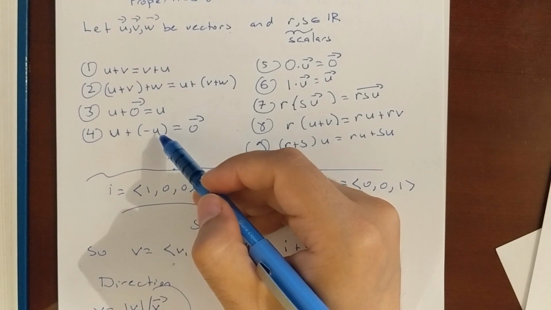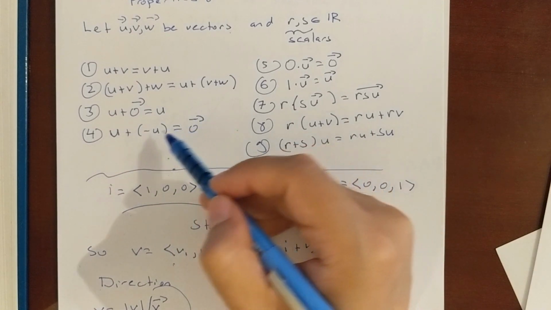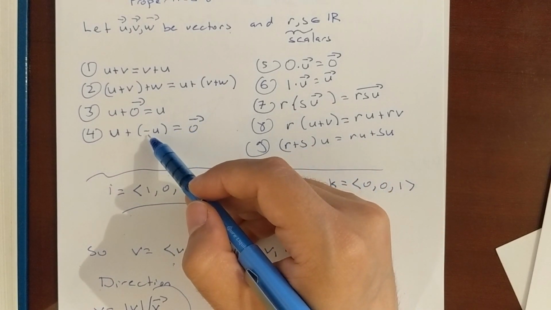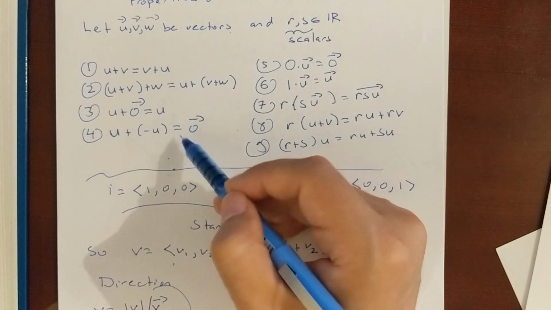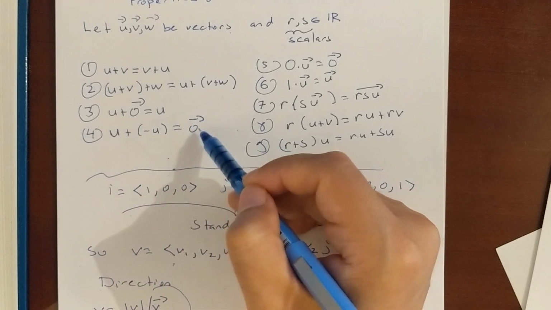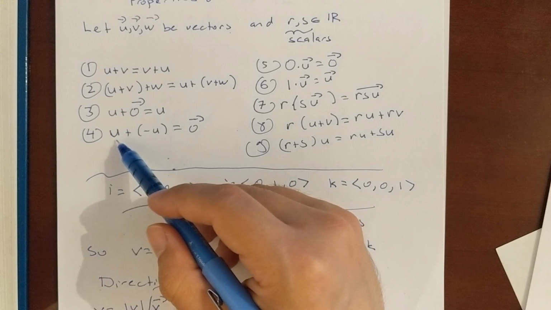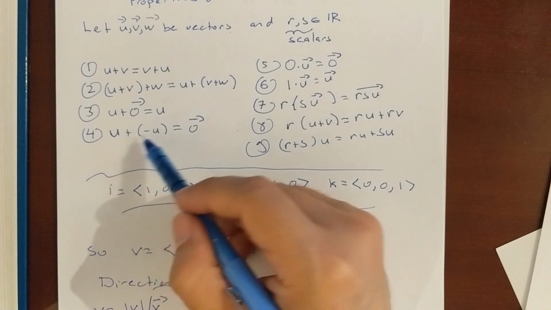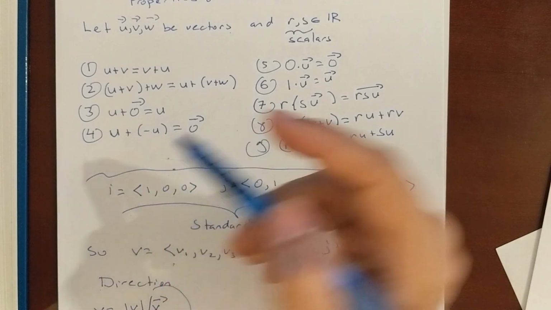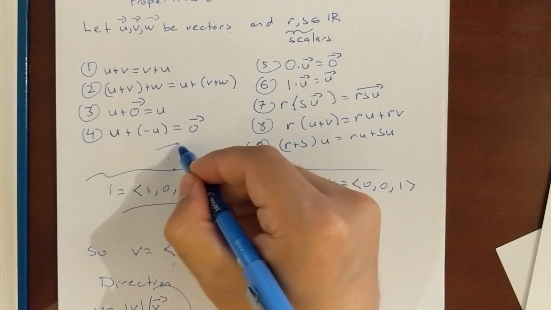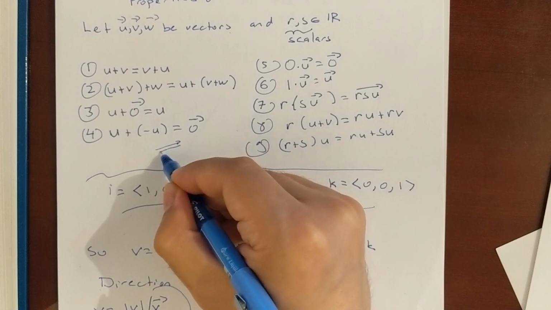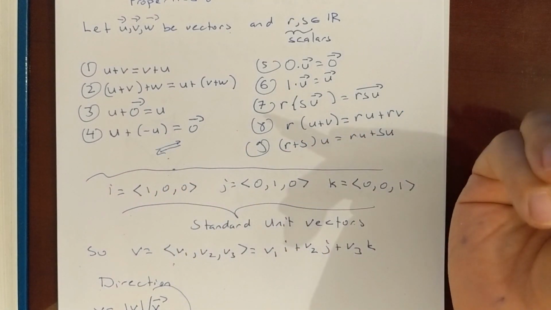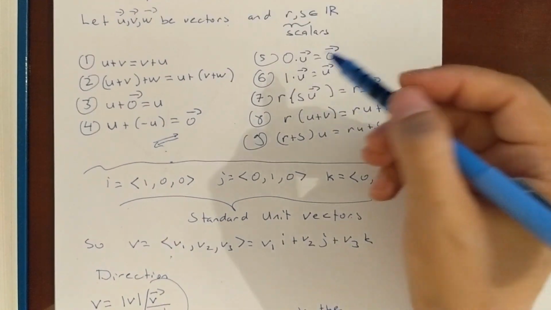Now u plus minus u is equal to 0. So if you multiply u by minus 1 and you add them up, you basically get the 0 vector. So this basically means they are inverses of each other in some sense. They cancel each other out. So if you go this way and then exactly go this way, you're back at the origin. That's all it says. Okay, it says something very simple.